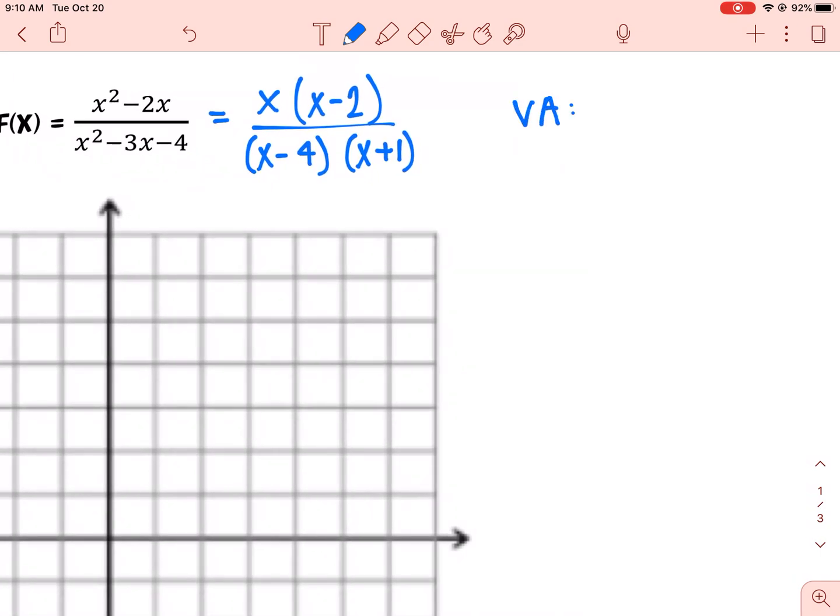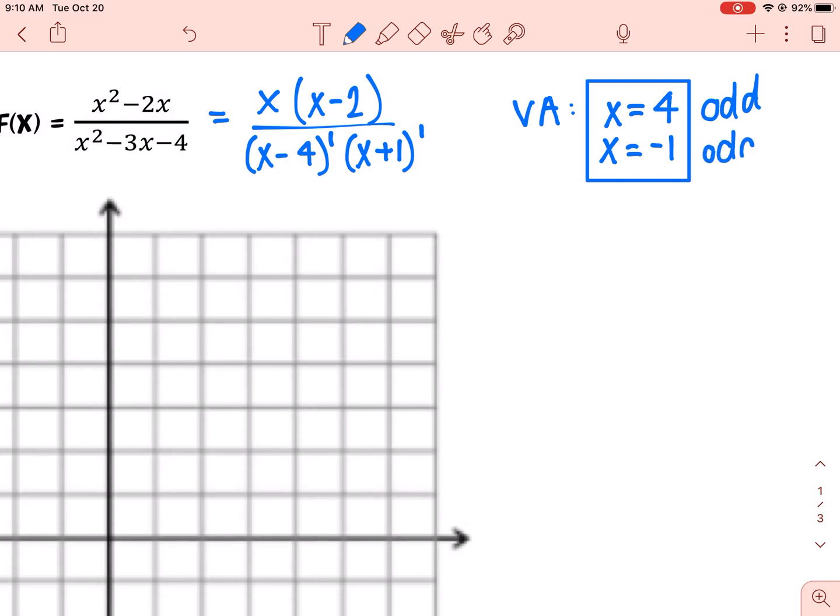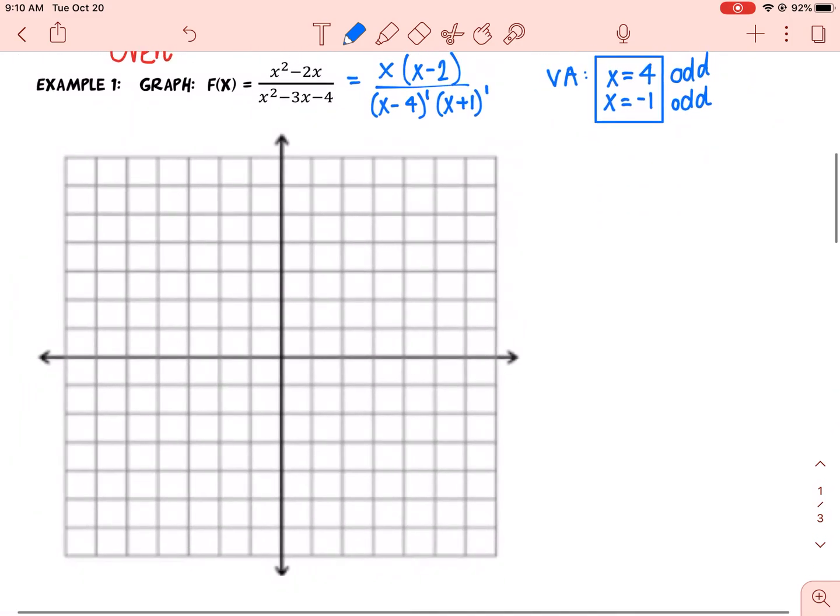Vertical asymptote, you set the denominators equal to 0. So I would get x equals 4, x equals -1 as my asymptotes. Something to note is that they're both odd power. So maybe right next to them, write odd, or when you actually graph them, put odd. This will just help you as you're creating your function. So odd.